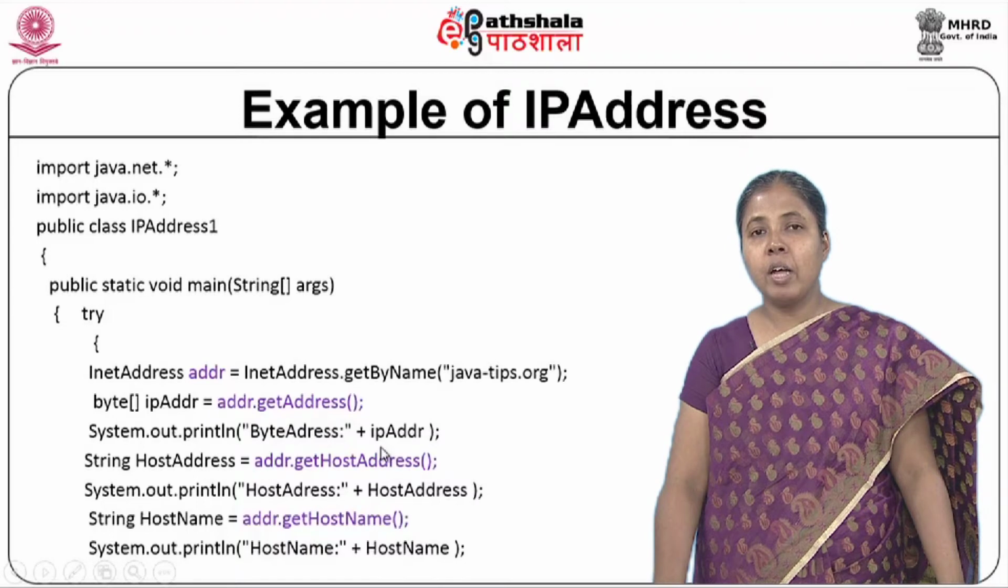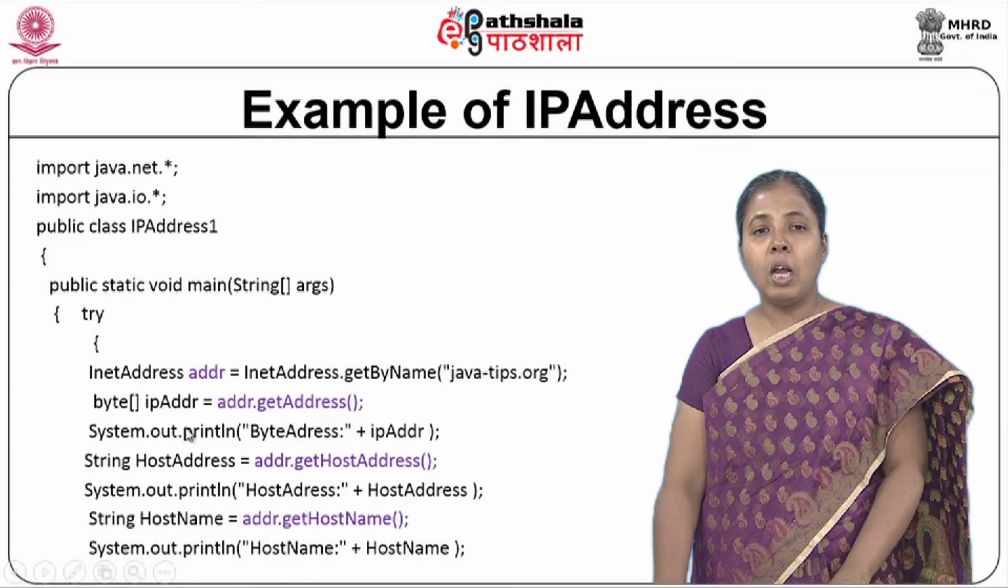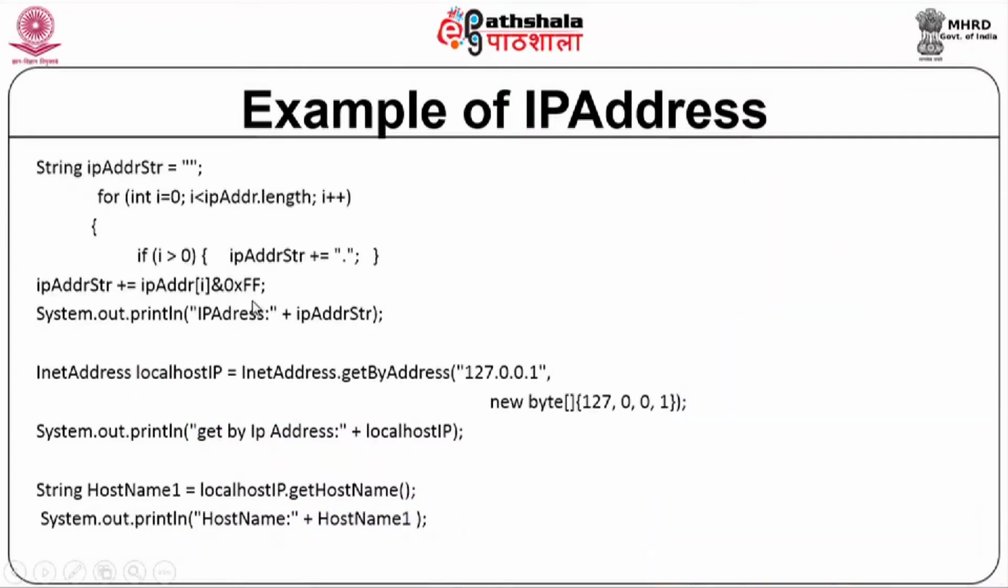This would be in a hexadecimal form. And then the next method is getHostAddress, which returns the host address, and getHostName returns the host name. And now you can see here you have created a byte array called IPAddress. So we have got an IP address string. This byte array's length you are going to use in a for loop, you traverse in a for loop up to its length.